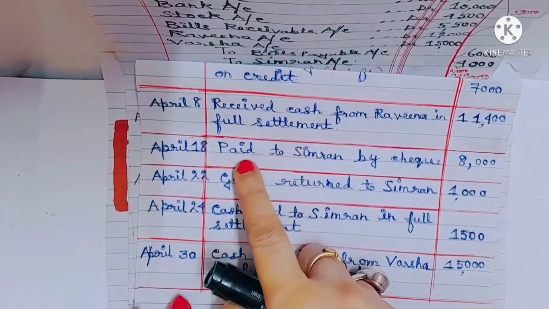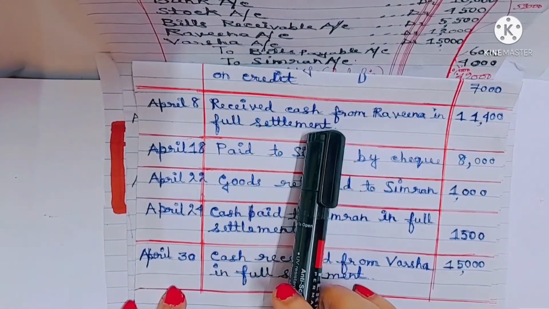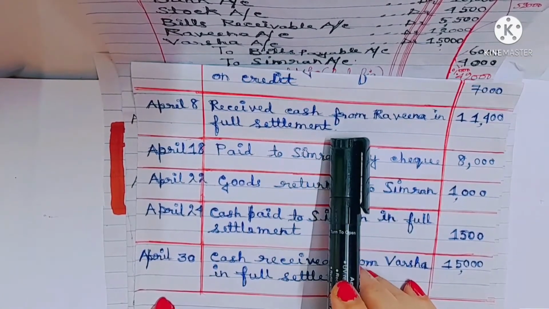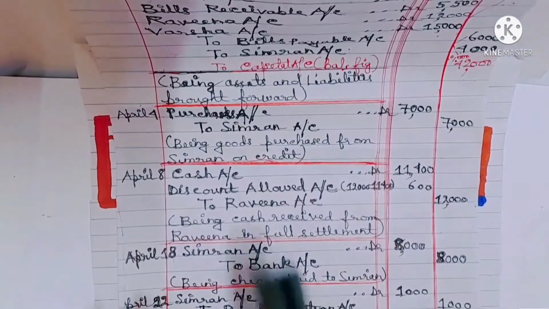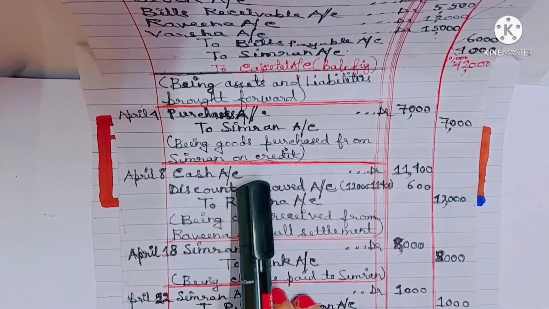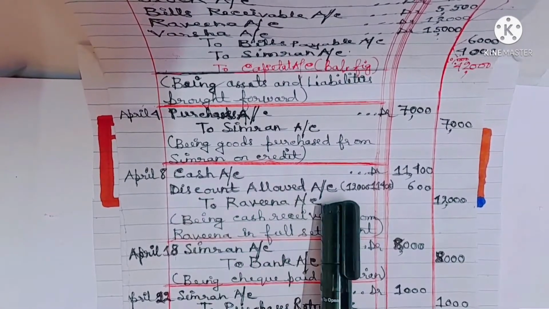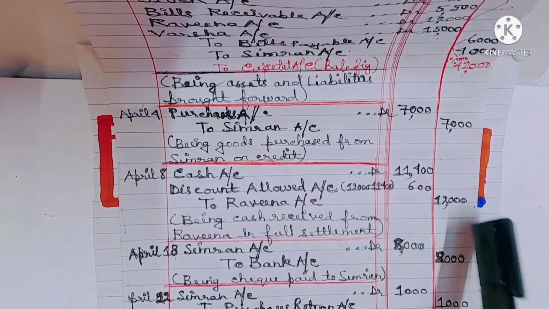So what will the journal entries be on 8th April? One will be cash account, another will be Ravina account, another will be discount allowed. How? Let's go through it to understand. See, on 8th April, cash account debit 11,400, discount allowed account debit 600, to Ravina account credit 12,000.